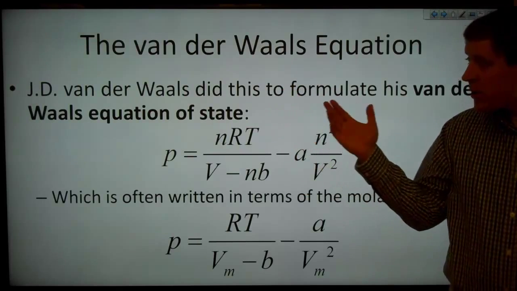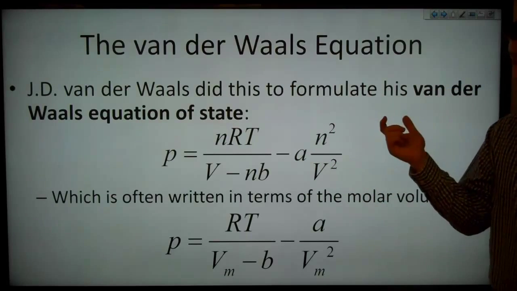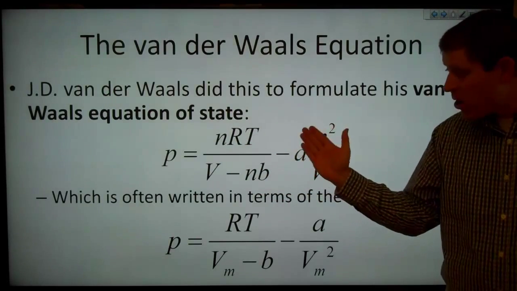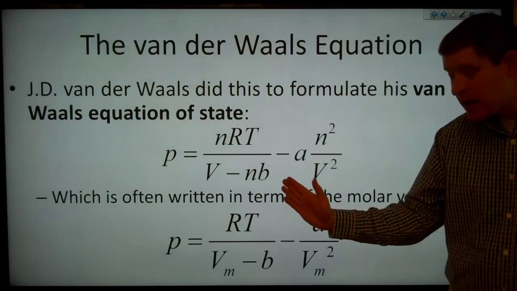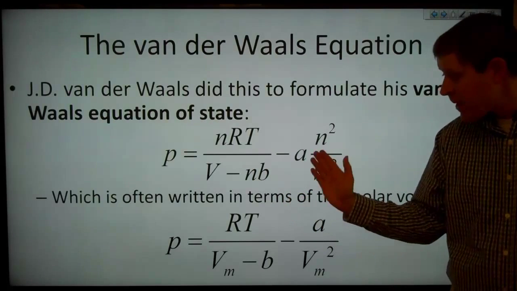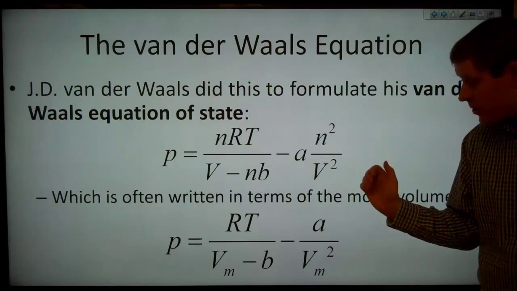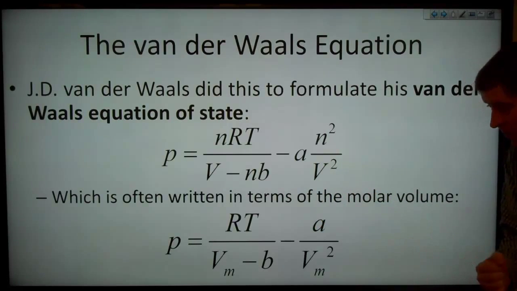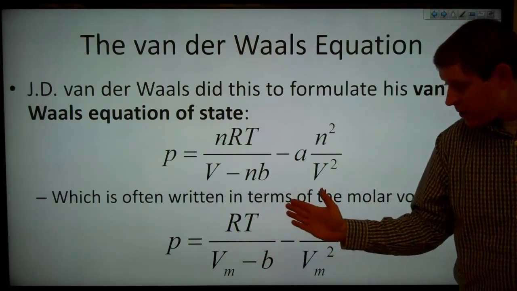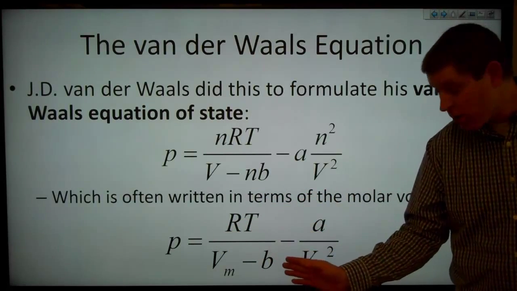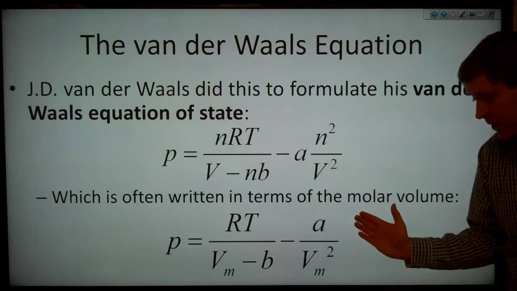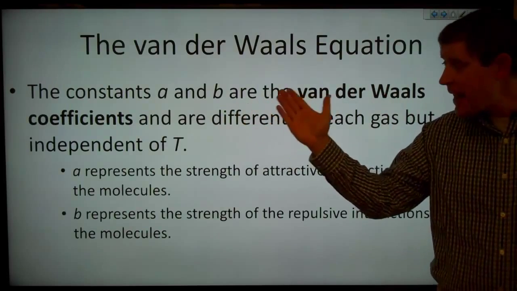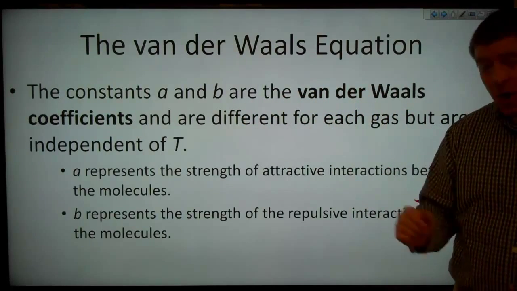So J.D. van der Waals did this to formulate his van der Waals equation of state, which we have here. So now we have P is equal to nRT over V minus nB, minus A n squared over V squared. And this is often written in terms of the molar volume. So pressure is equal to RT divided by the molar volume minus B, minus A over the square of the molar volume. And note that those constants A and B are the van der Waals coefficients.